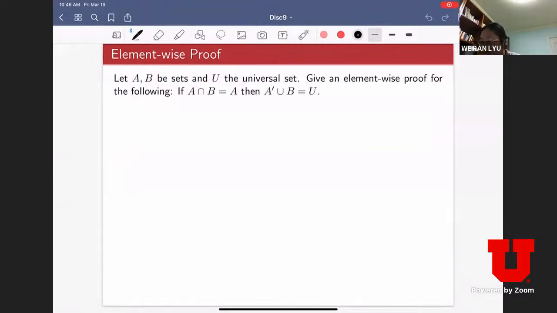All right, so the first one is an anonymized proof. We have sets A and B, and U is the universal set, and I want to show that if A intersect B equals A, then the complement of A union B is the universal set. I will give you guys about 3 or 4 minutes to work on this one, and we can talk about this.